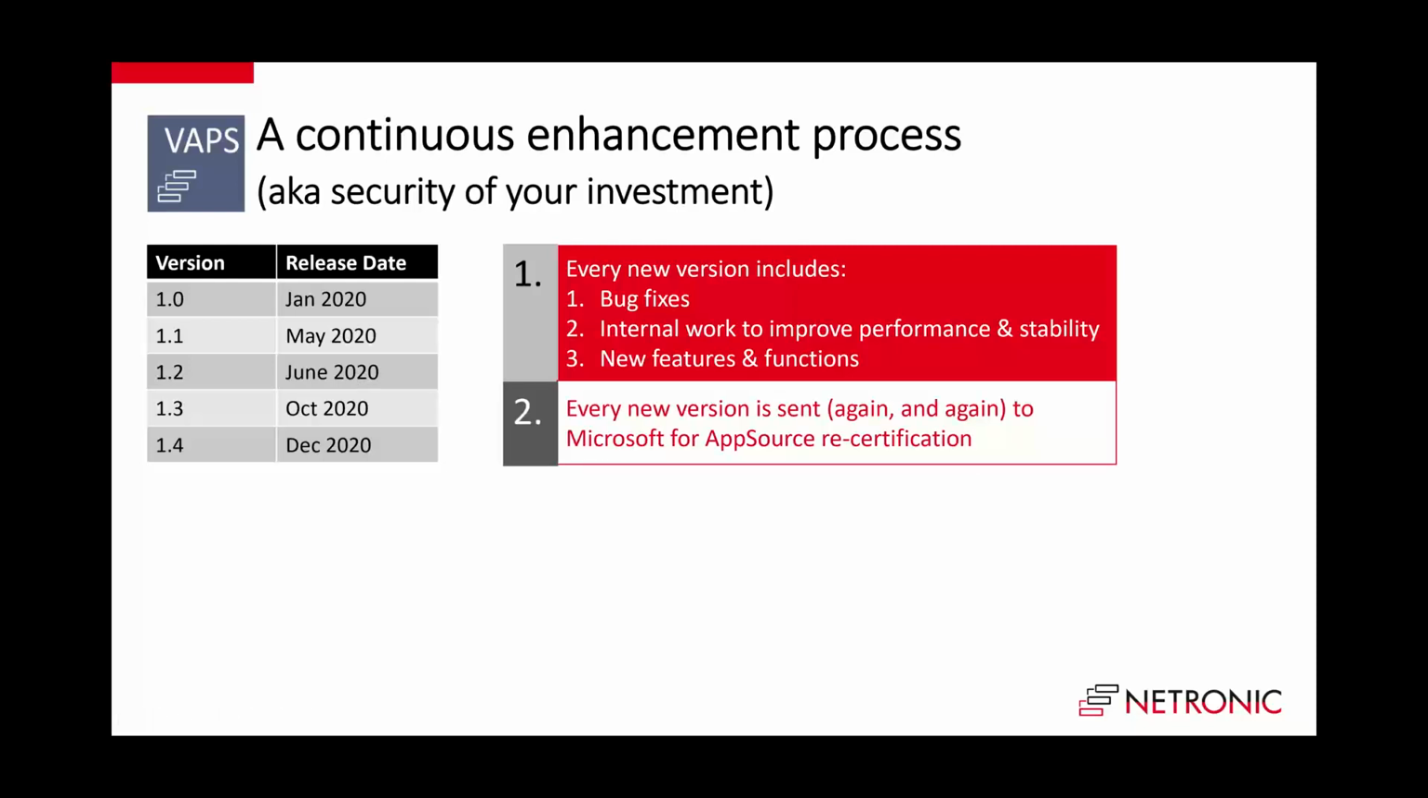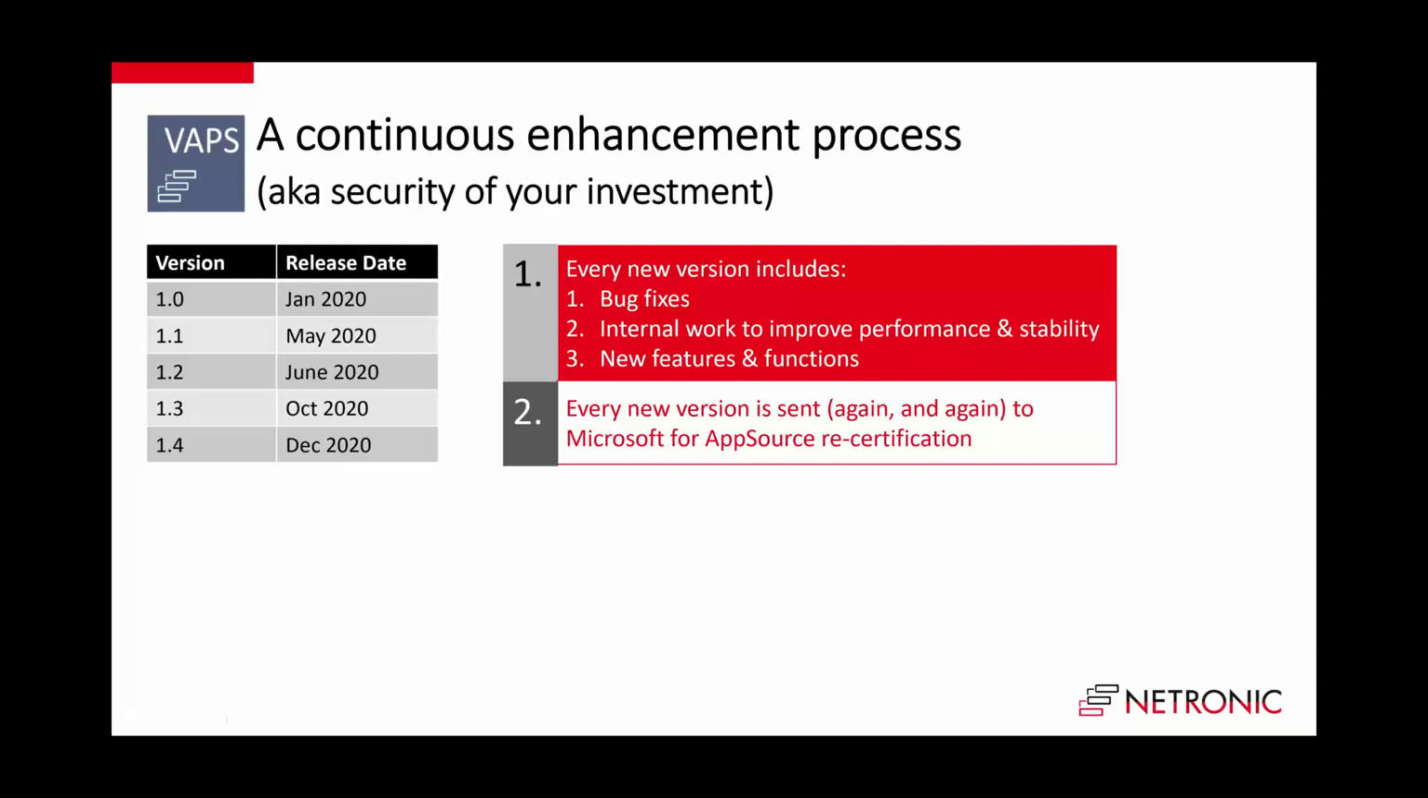Whenever we publish a new version, whenever we ship a new version, we go back to Microsoft and get this version recertified for AppSource. So last year with the VAPS, we went 5 times to Microsoft. So basically almost every second month, we went to Microsoft and said, hey, here's an updated version of the product. Please check. And if they comply, update them in AppSource.